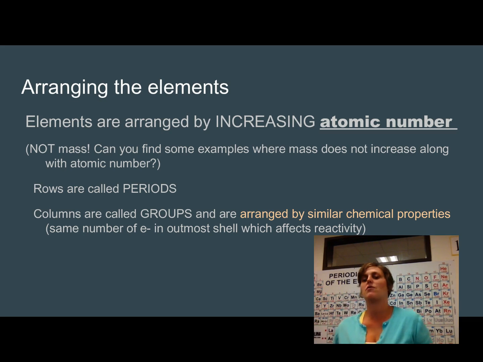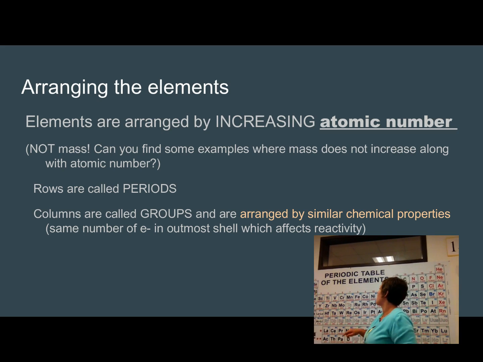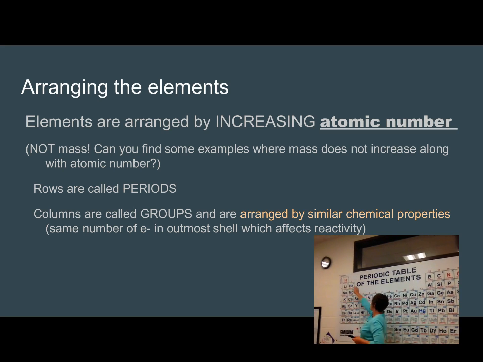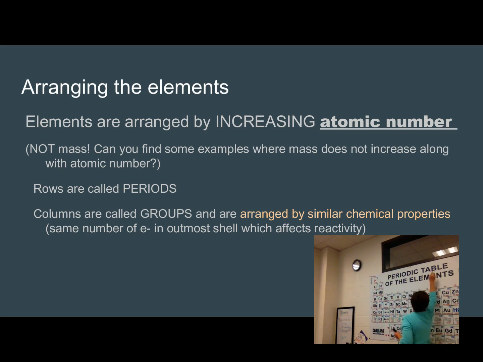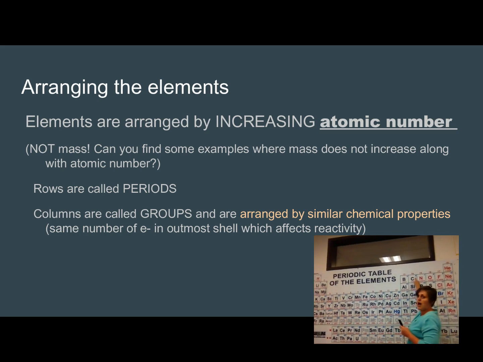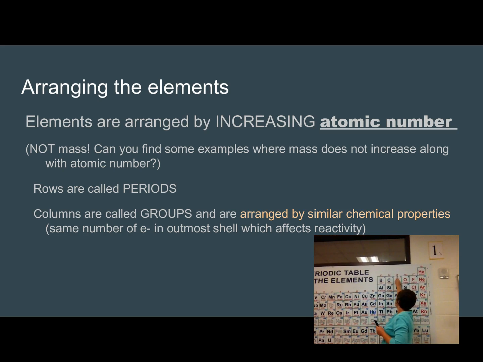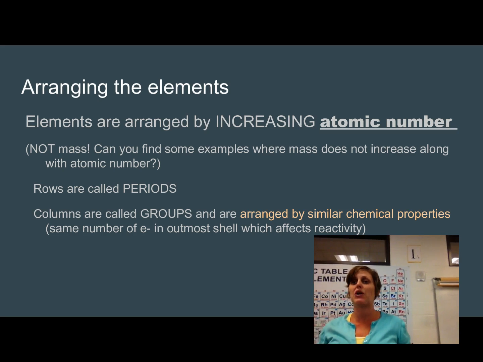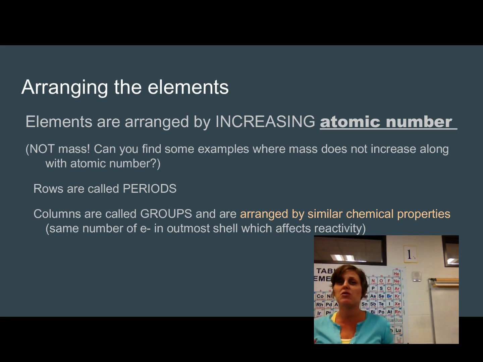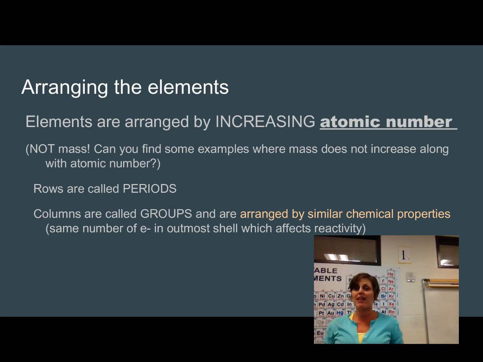So elements are arranged on the periodic table behind me by increasing atomic number. That's these numbers up here usually in the top corner on mine in my room, but it can be in the center, it could be on the bottom, but it's those ones without that decimal point. The atomic number is the number of protons. The protons are what identifies your elements.